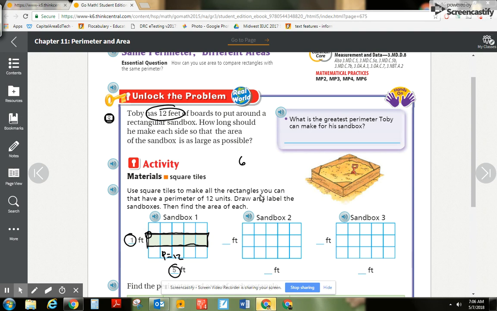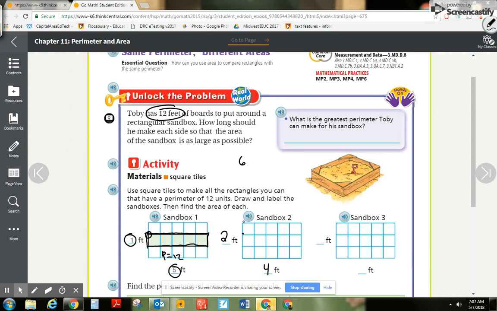So I want you to think of another way that you can make 6, because then if it's 6 on one part, then it must be 6 on the other half. And 6 plus 6 is 12. So how else can you make 6? 1 plus 5 equals 6. You can also do 2 plus 4 equals 6.